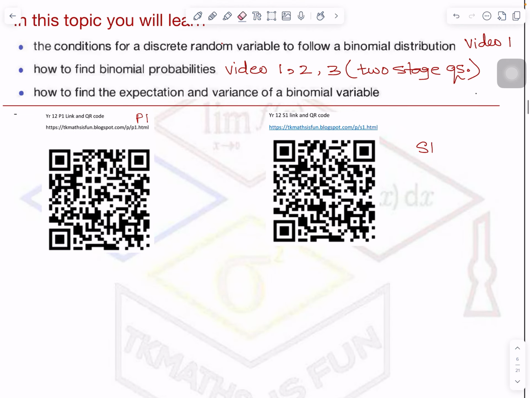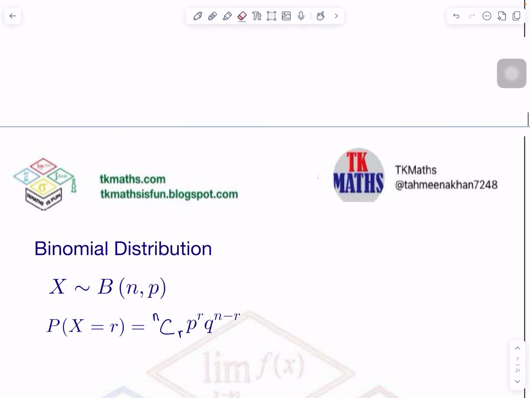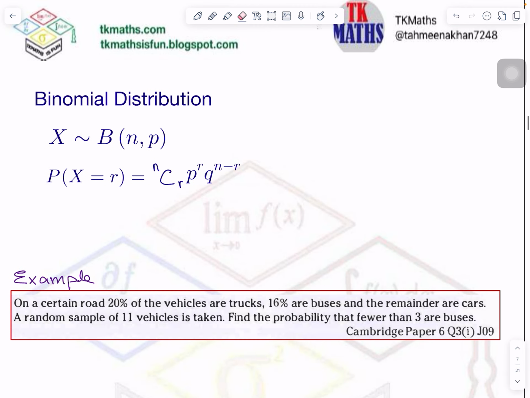In the previous video, I explained all the basics of the binomial distribution. So in this video, we will only see the application with the help of 4 questions. So this is the binomial distribution. This is the way it is written, and this is the formula we will apply, right?